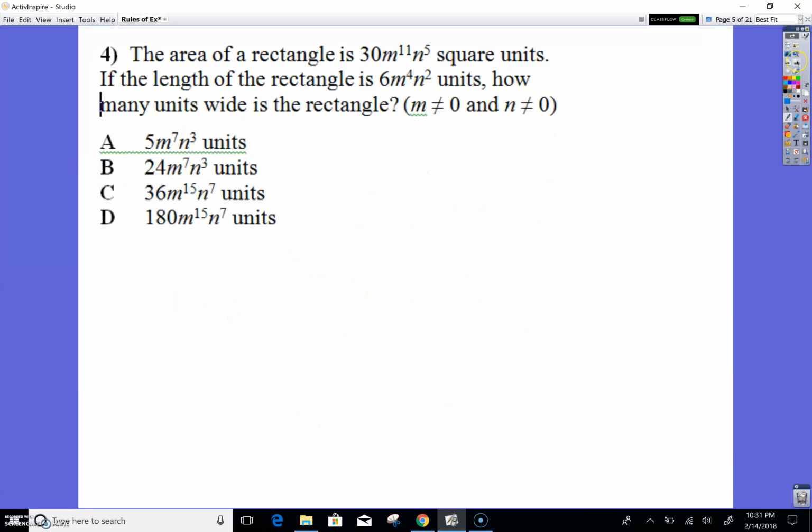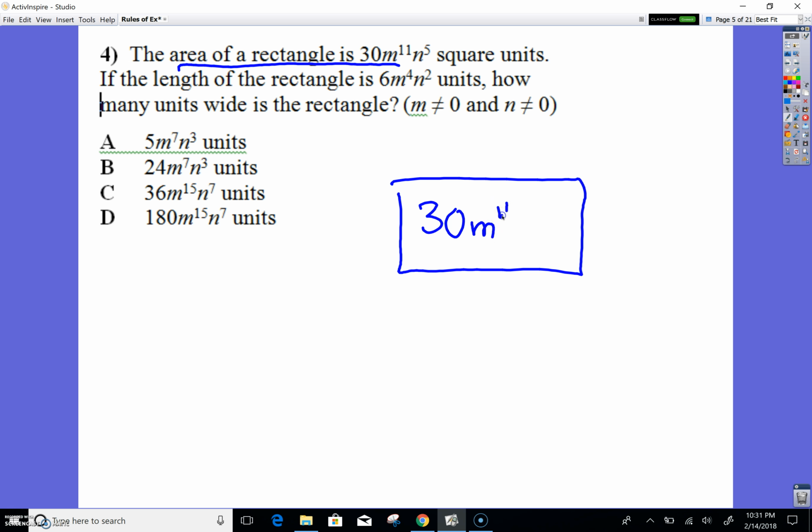I'll do a couple more, then it becomes your turn. This time, they give me the area, the area of the rectangle. So they give me this right here. They gave me the area, the inside. If the length of the rectangle is this, how many units wide? So I'm looking for this. For a problem like this, remember, we multiply to get to here, so we do the opposite. So we're going to have to divide.